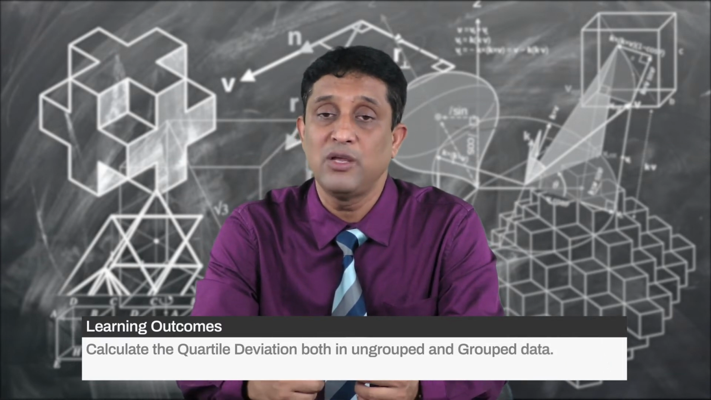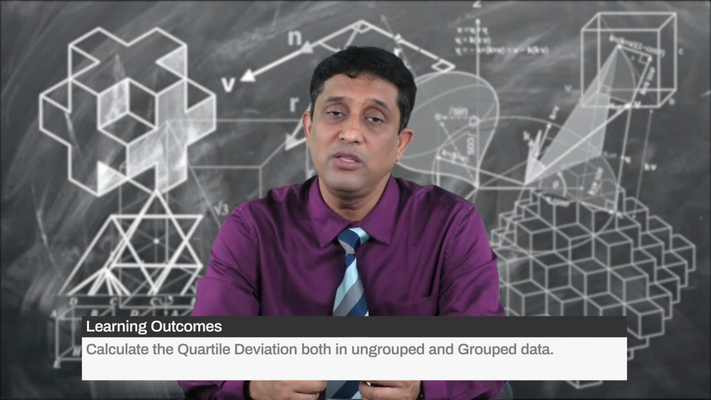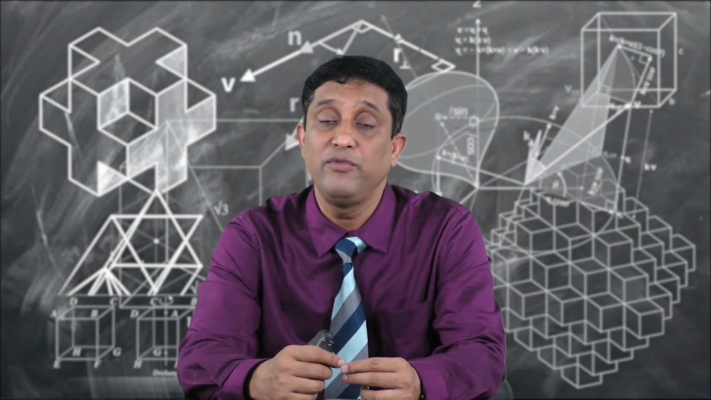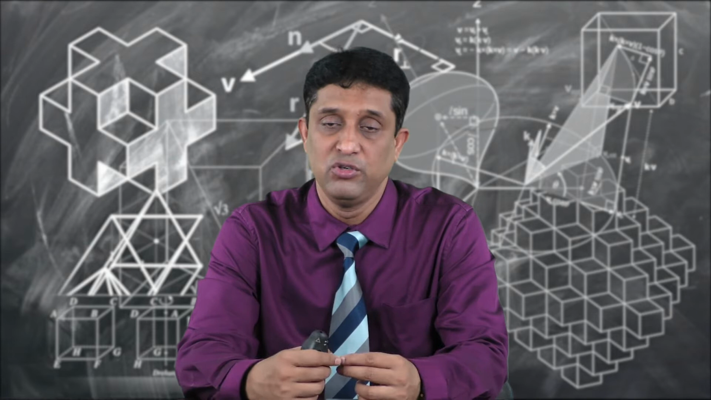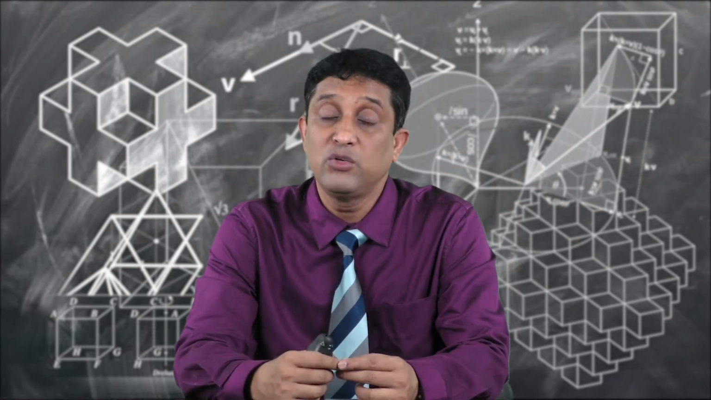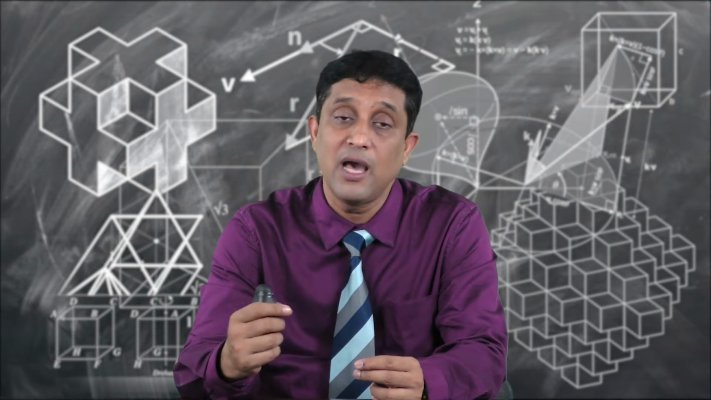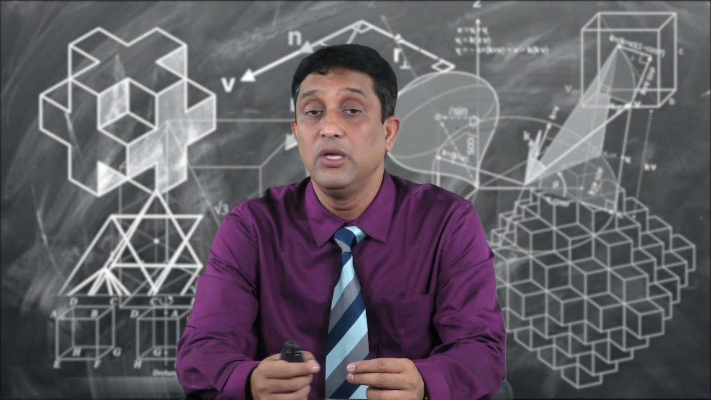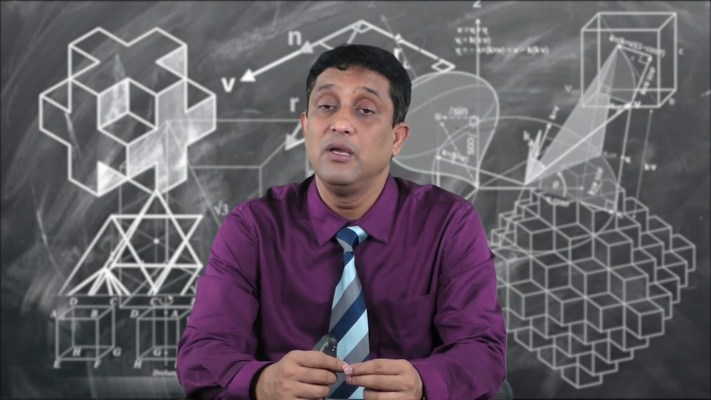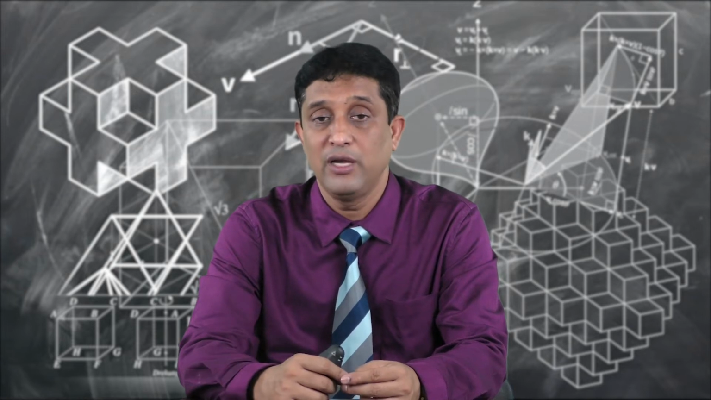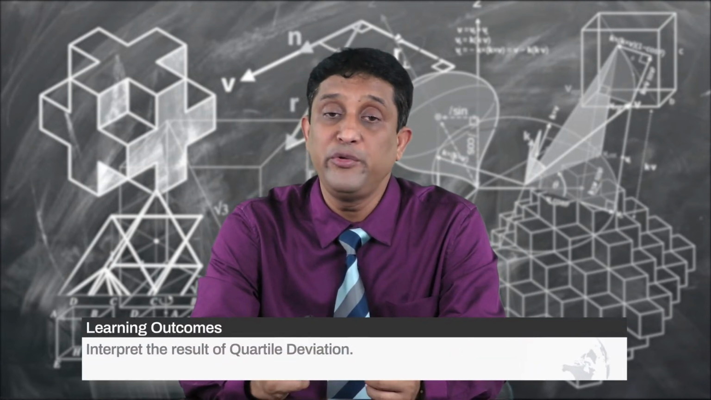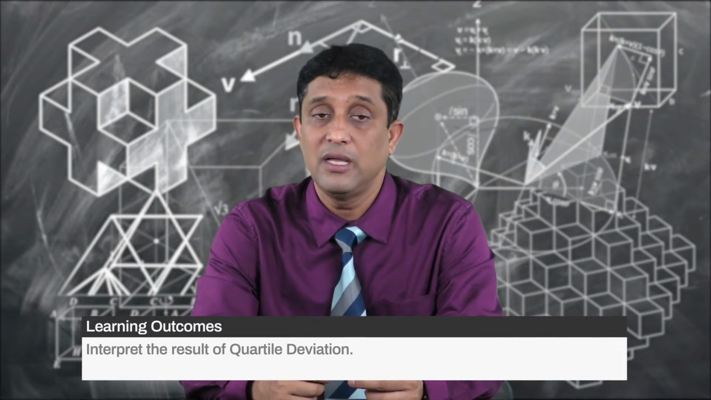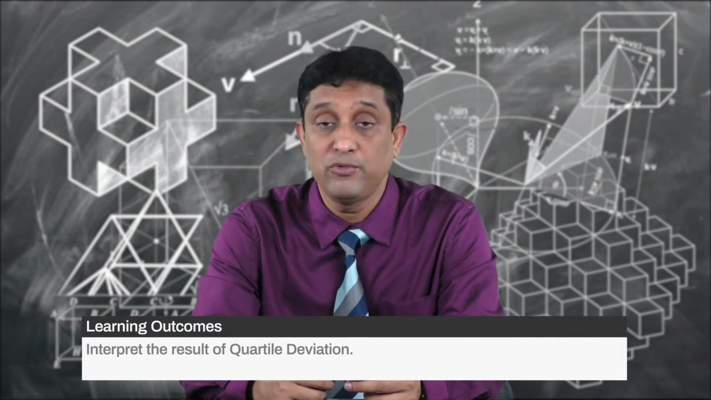So two types of data will be there. One is ungrouped data and the other is grouped data. Ungrouped data is data given in terms of raw values, individual scores. And grouped data is when the scores are organized in terms of class intervals. So you will learn how to calculate quartile deviation in both ungrouped as well as grouped data, and further how to interpret the result that we get by using the quartile deviation.